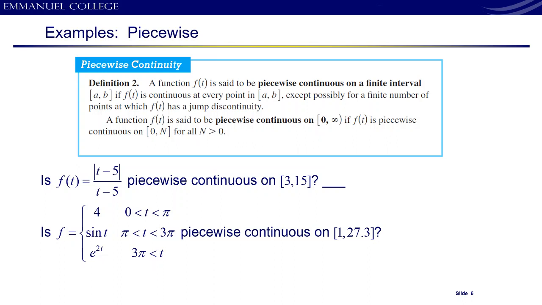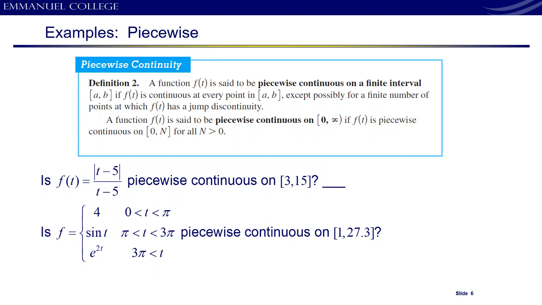And then it's piecewise continuous on 0 to infinity if there's a point where it's continuous on a closed interval, for all n greater than 0. So basically, you can find piecewise continuity throughout, so infinite piecewise continuity and things like that.